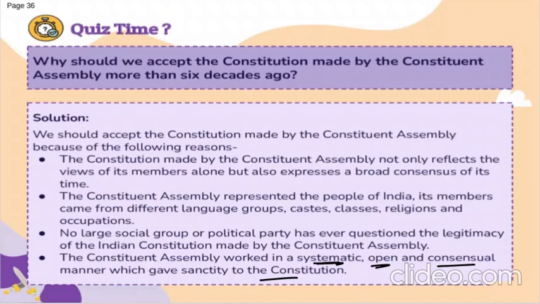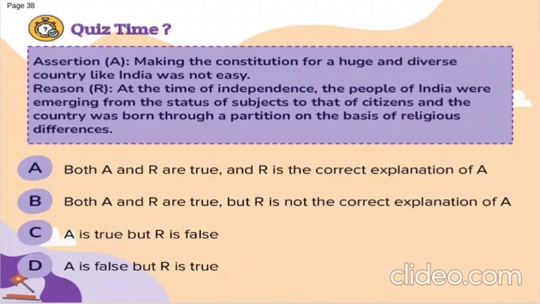Okay, let's do some MCQs now. We have an assertion and reason question. The assertion says making the constitution of a huge and diverse country like India was not easy. That's true. Such a large country, it was not easy. The reason says that at the time of independence, the people of India were emerging from the status of subjects to that of citizens, and the country was born through partition on the basis of religious differences. That's also true. While the constitution was made, the India Pakistan partition was going on, and the Britishers considered the people as subjects. Now from subjects they were getting converted to citizens.